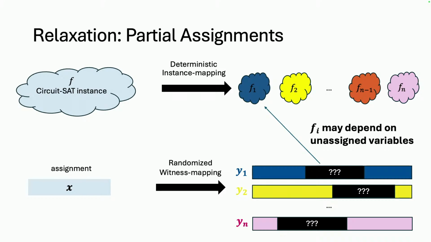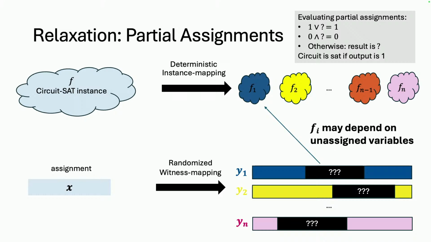end of the talk. But right now, I have to define how the logic works over unassigned variables, and the way that I do it is the natural way. So if I have an OR gate of 1 and an unassigned variable, the outcome is 1. And if I have AND of 0 and an unassigned variable, the output is 0. Otherwise, when you apply some logical operation over an unassigned variable, the output is unassigned. And when I say that the circuit is satisfiable, I mean that the circuit evaluates to 1. So if the output is unassigned, this thing is not satisfied.